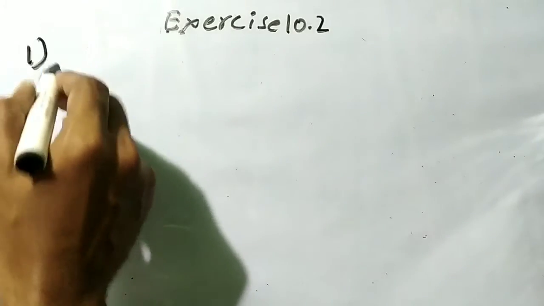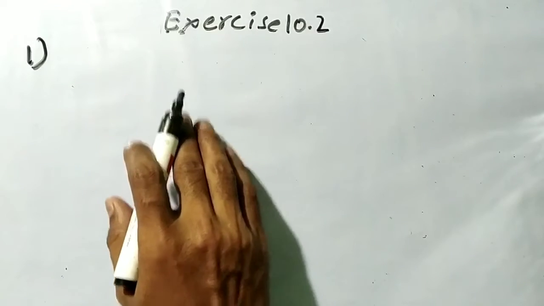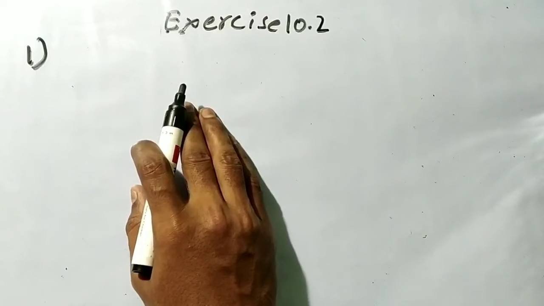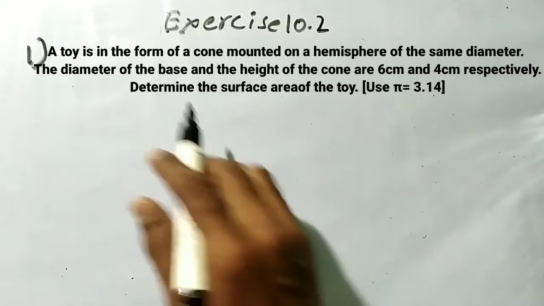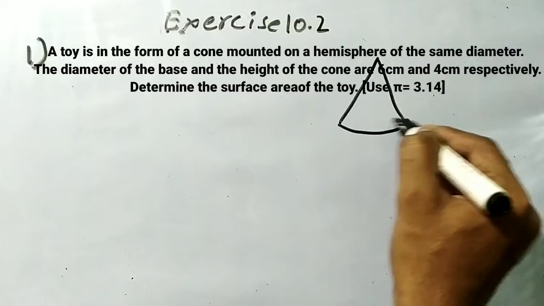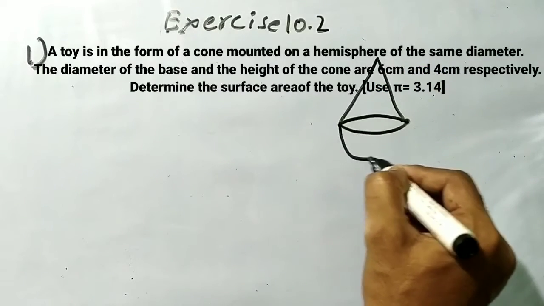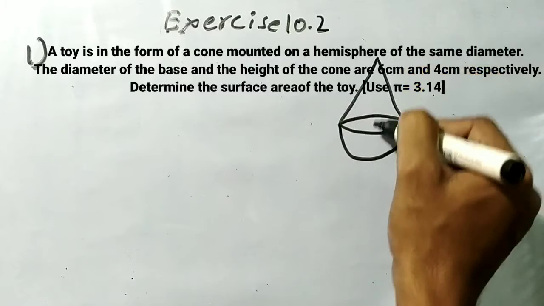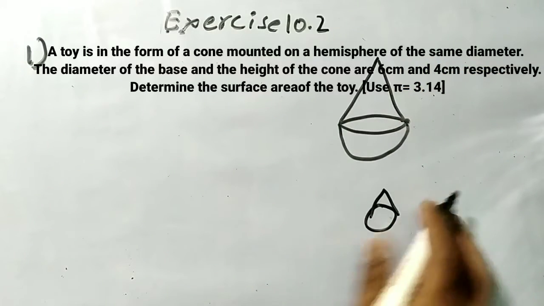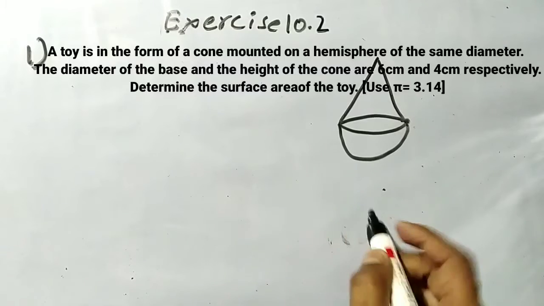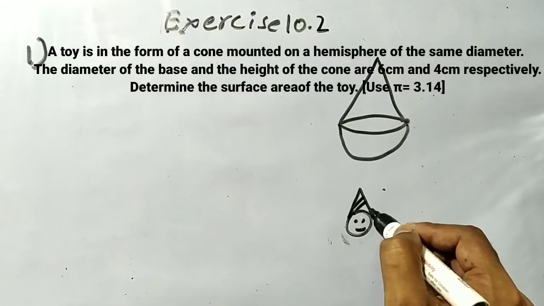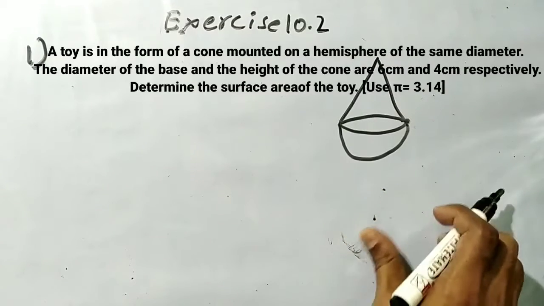So in 10.2, the first one, they have given a toy in such a way that a cone is mounted on a hemisphere. We already know how the shapes are. This is a cone, mounted on the hemisphere. It is like a face with a joker cap. Let's consider this a cap. So a face with a joker cap, the toy looks like.